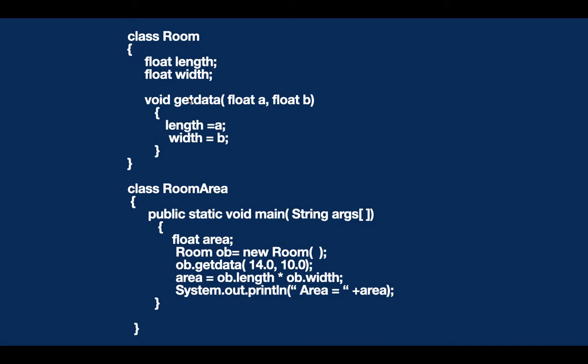This method has two arguments, a and b, of type float. Both are of float type, and it is not returning any value. That is why I have used a keyword called void. I hope that you are getting it.